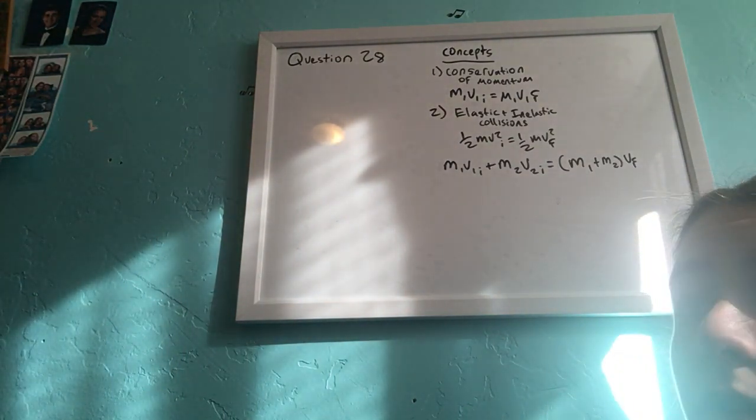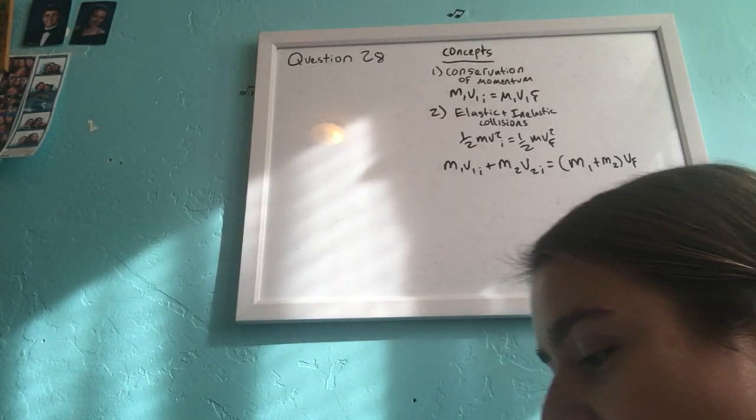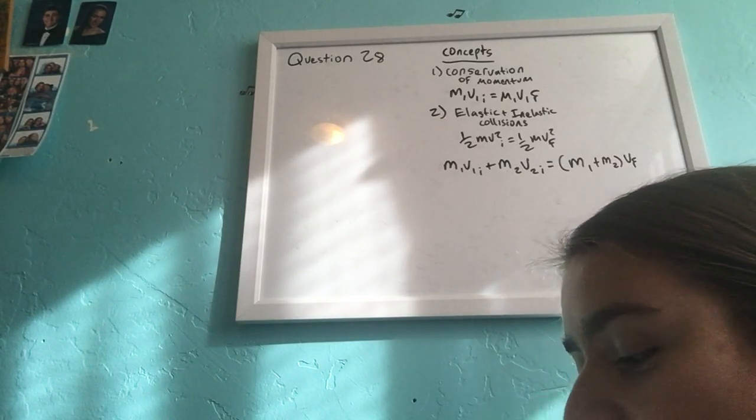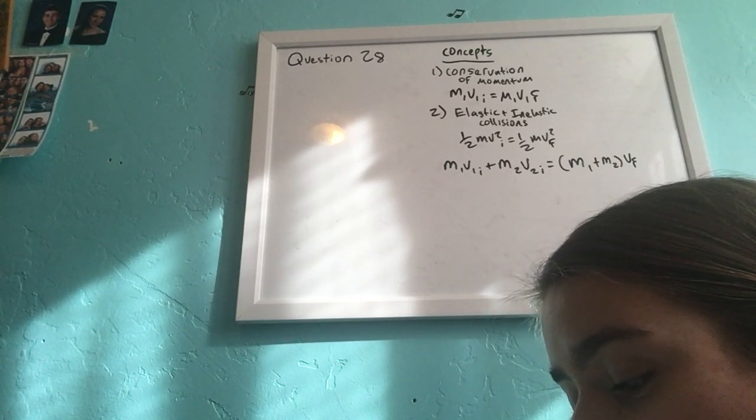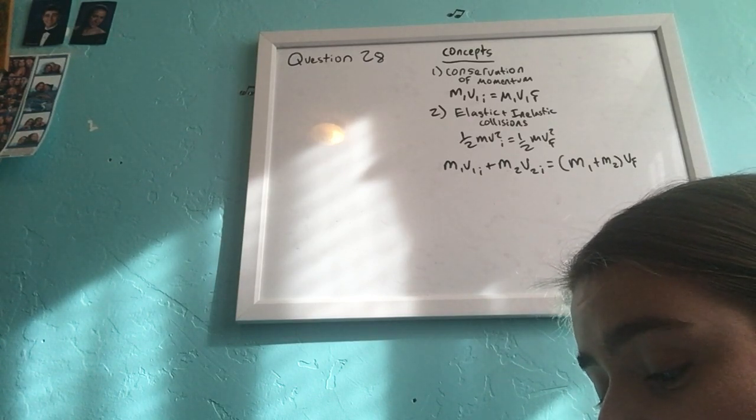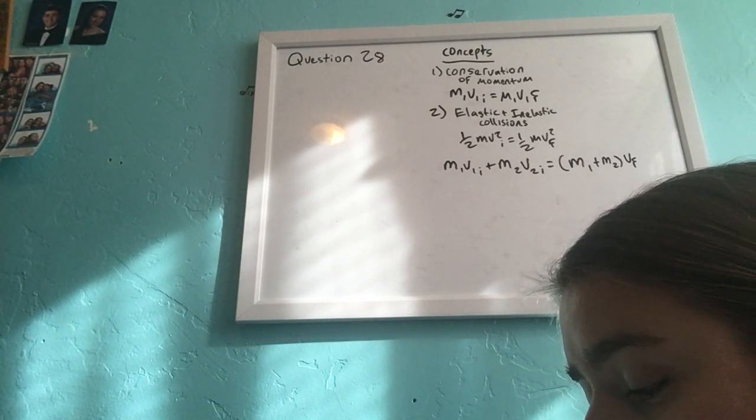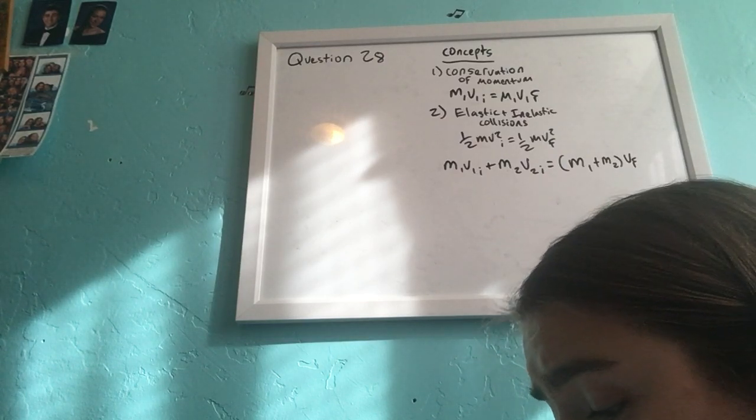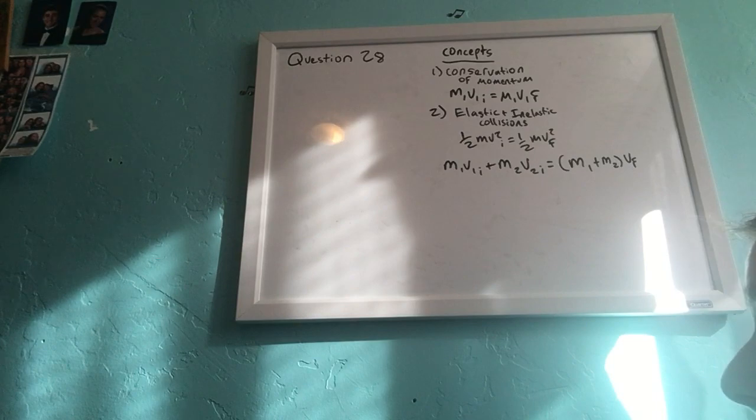Okay, so those are the important concepts. Now I'm going to read question 28. Blocks A, B, and C are aligned along a straight line on a horizontal frictionless surface. The masses of the blocks are m, 2m, and 3m, respectively. Block A is initially moving to the right along the same line at a speed v, as shown in the figure above. Blocks B and C are initially at rest. Block A collides with and sticks to block B. The two blocks then collide and stick to block C. What is the speed of block C after the collisions?